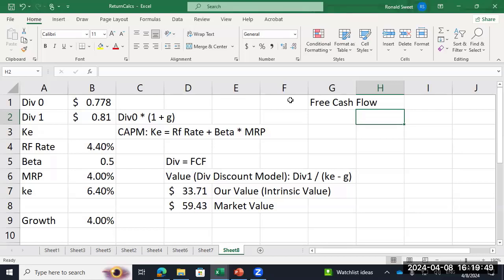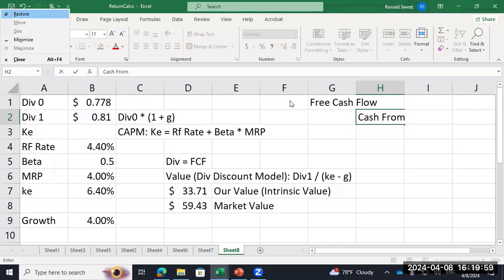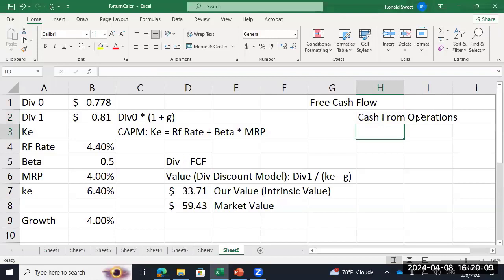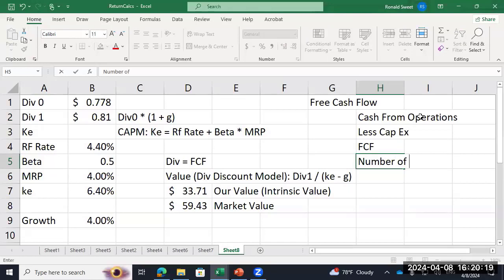I'm going to give you a really, really simple formula, and then when you take Cat Packham's class, he'll give you a better formula. But I'm just going to take cash from operations. I'm going to take out CapEx. I don't like that adjustment because I think it takes out too much. That's going to give me free cash flow. I'm going to get number of shares. So I get free cash flow.